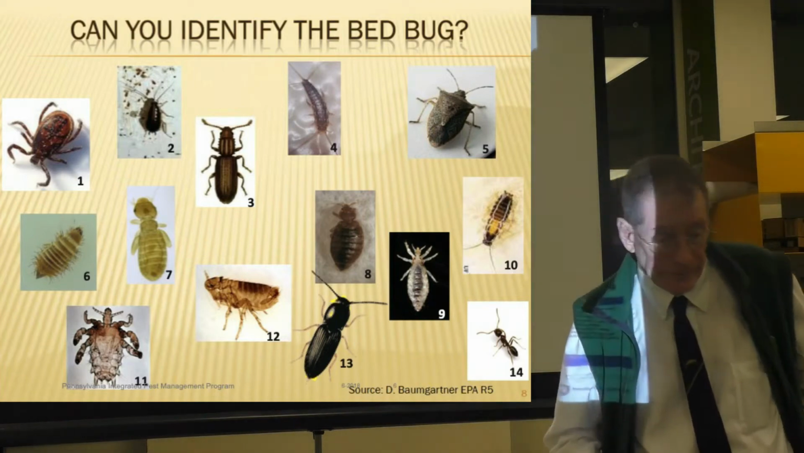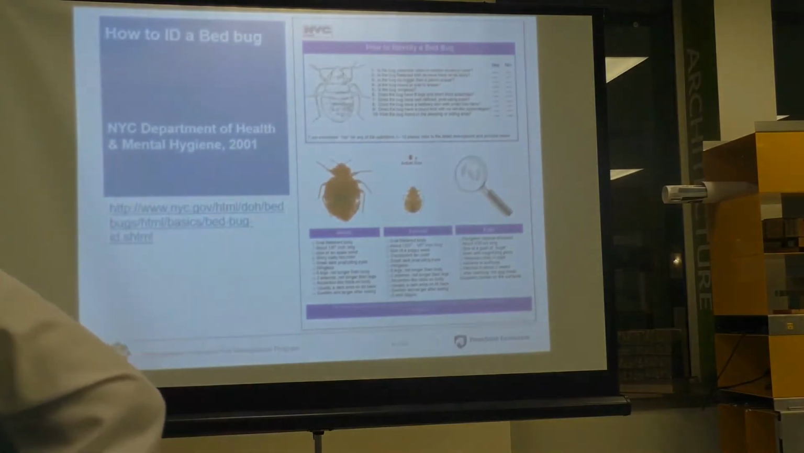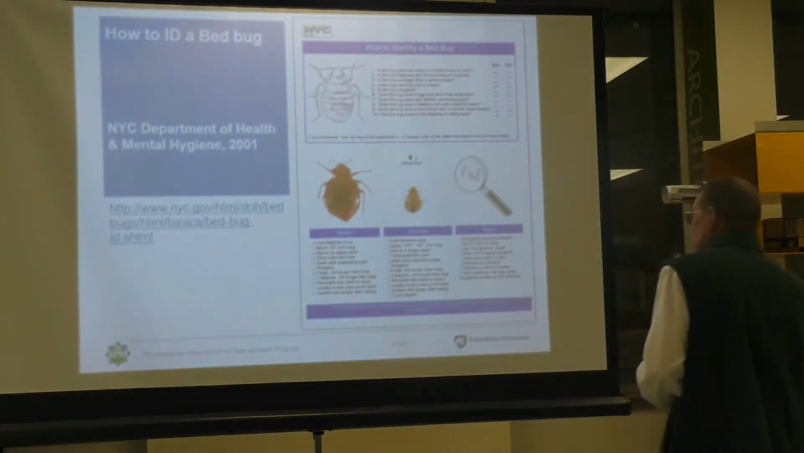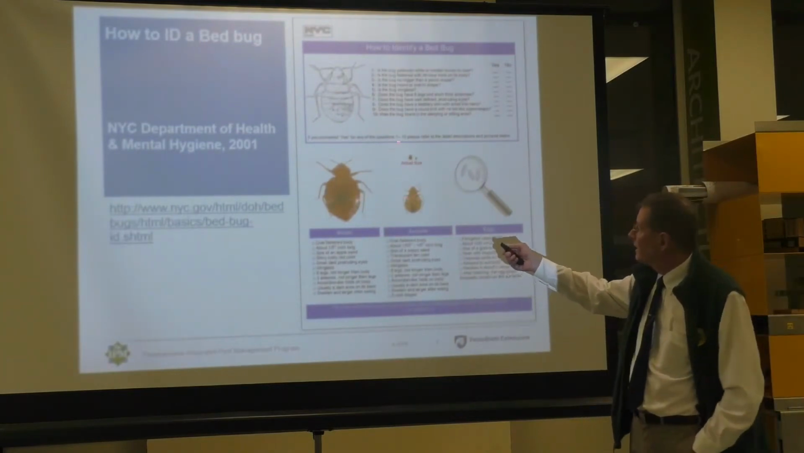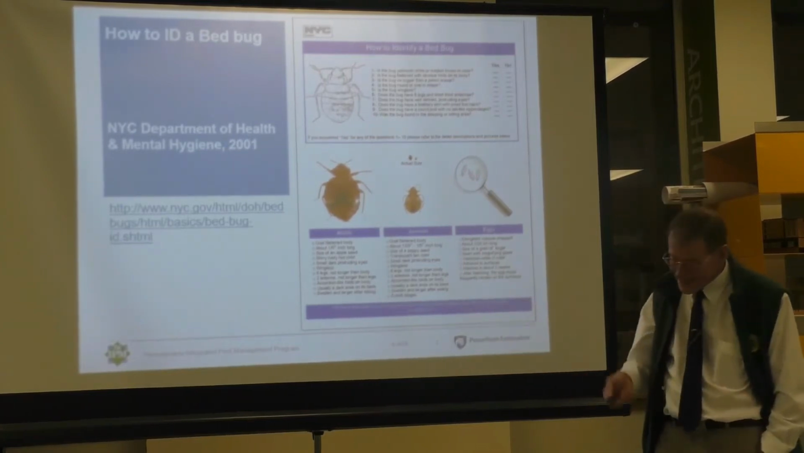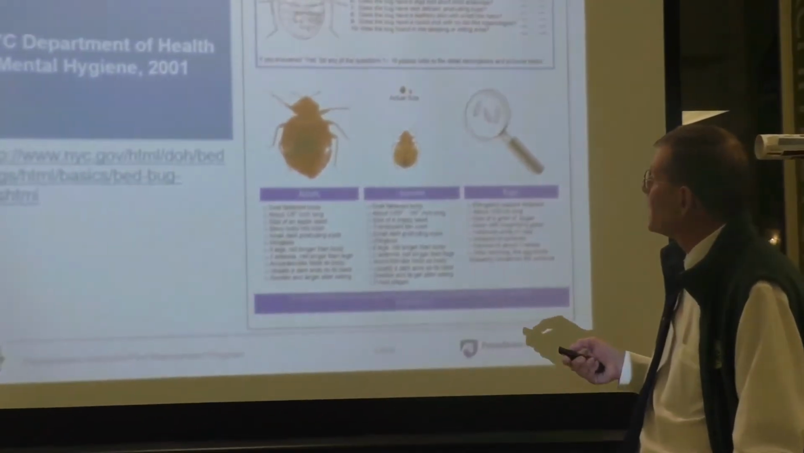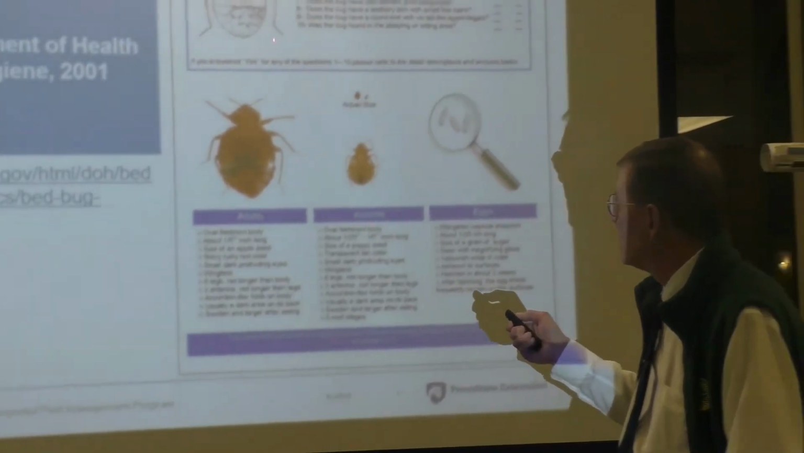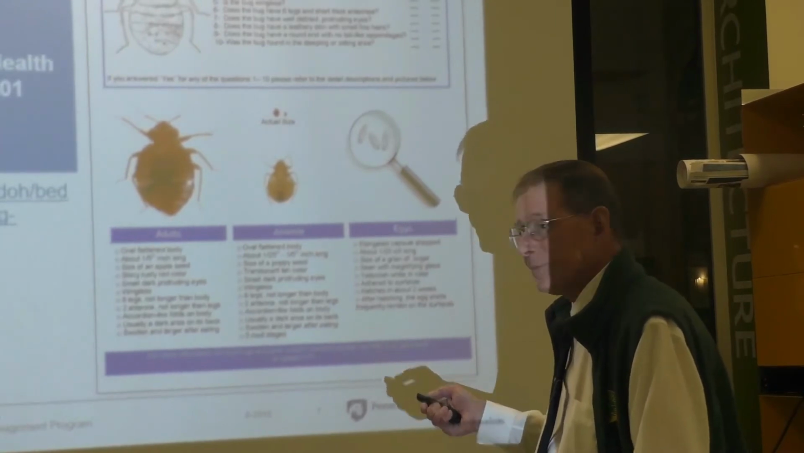Okay, so this is the worksheet on how to identify a bedbug. It's from the City of New York, and it shows you the adult, the nymph, the immatures, and the eggs, and how to identify each life cycle stage. It also shows you the difference between a female bedbug, this drawing here, notice the rounded butt, versus a male bedbug, notice the pointy butt.